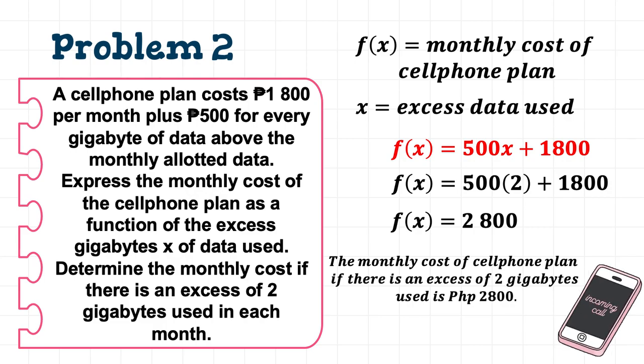Okay, that's it. Again, when we say linear function, the graph is a straight line, and your slope should not be equal to 0, and then the degree is 1. So that's it.